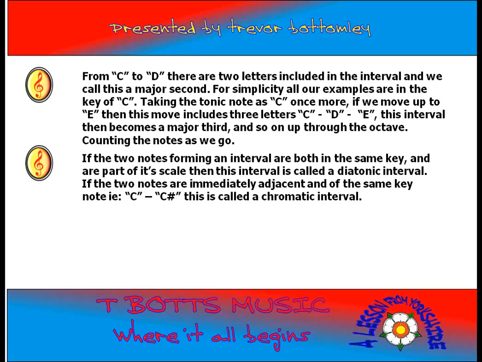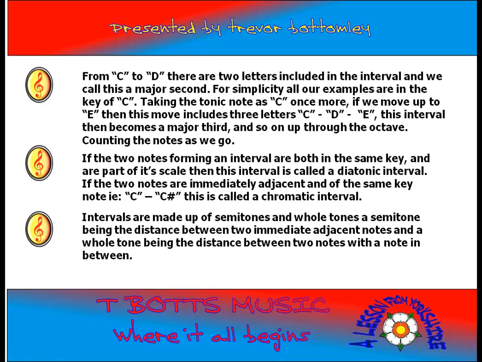If the two notes forming an interval are both in the same key and are part of its scale, then this interval is called a diatonic interval. If the two notes are immediately adjacent and of the same key note, i.e. C up to C sharp, this is called a chromatic interval.